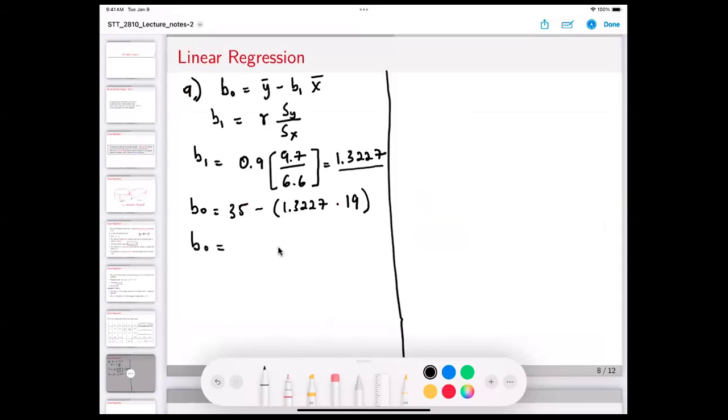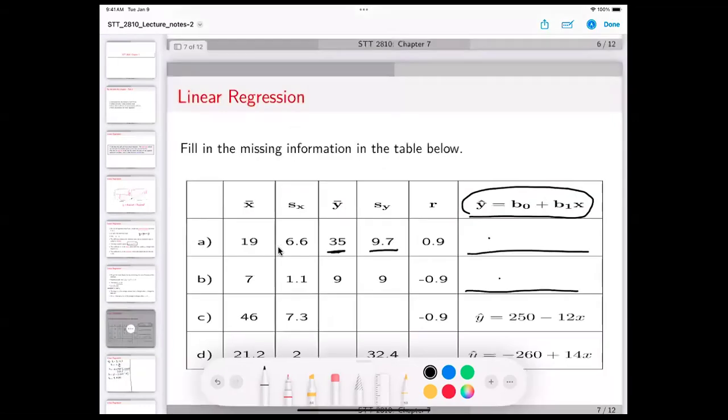So what is beta naught? So multiply 1.322 by 19, and then 35 minus that answer. I got 9.8681. Did you all get that? Okay. So we have beta naught and beta 1. Now we can write that here.